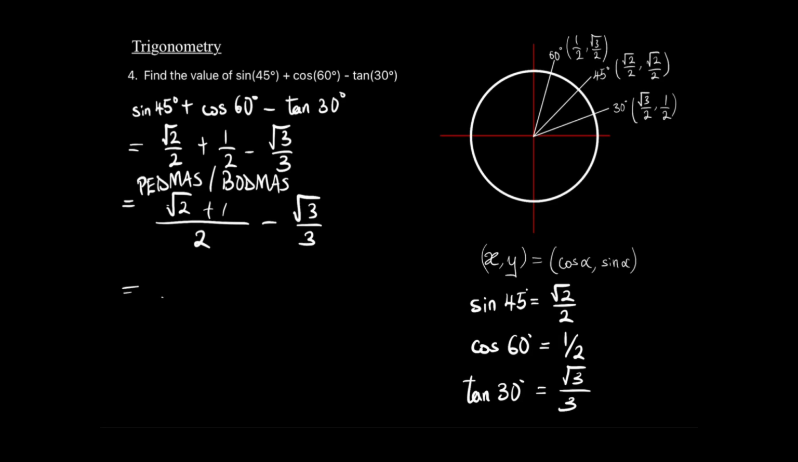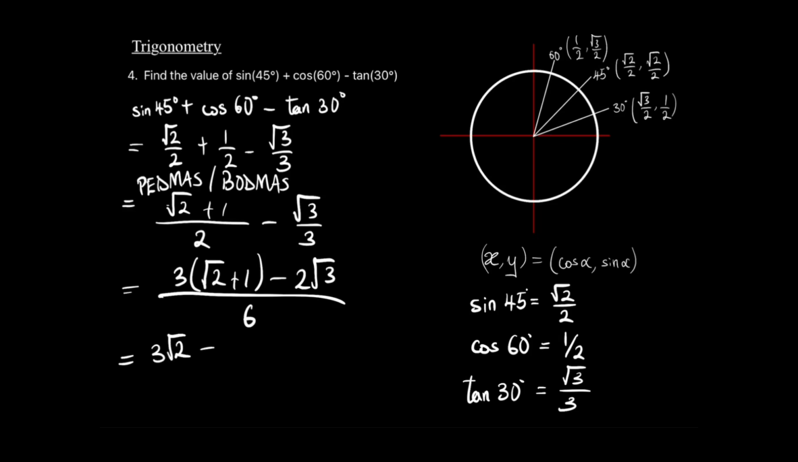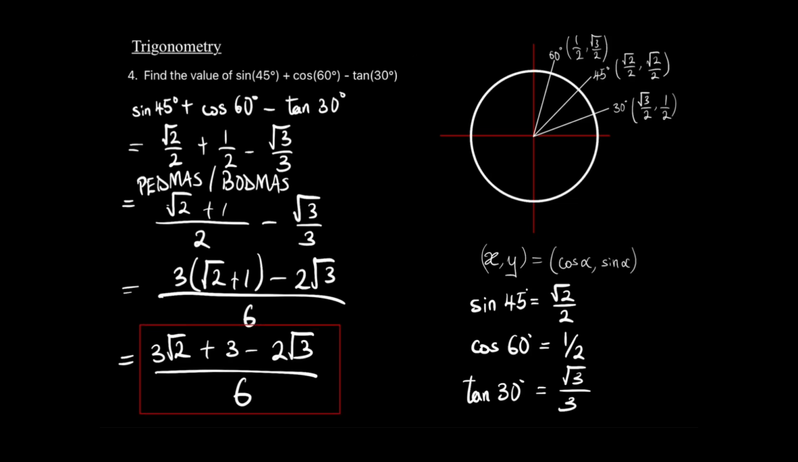And when we calculate further, we'll have 6 here as the lowest common multiple, 3 here: 3 square root of 2 plus 3 minus 2 root 3. And you could choose to simplify further and say this is equal to 3 square root of 2 plus 3 minus 2 multiplied by the square root of 3, all of this divided by 6. That's the answer to the first problem.